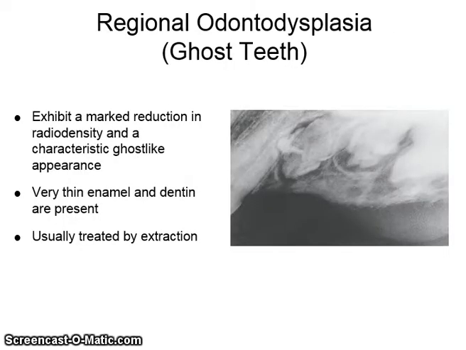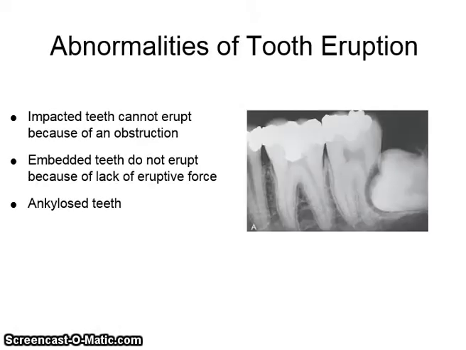Regional odontodysplasia, also known as ghost teeth, exhibits a marked reduction in radiodensity and a characteristic ghost-like appearance. It has very thin enamel and dentin and is usually treated by extraction.